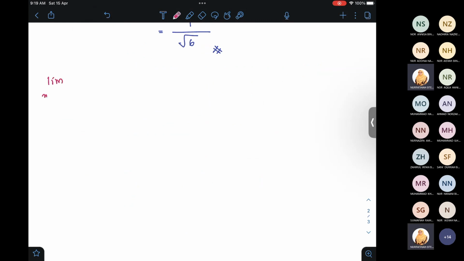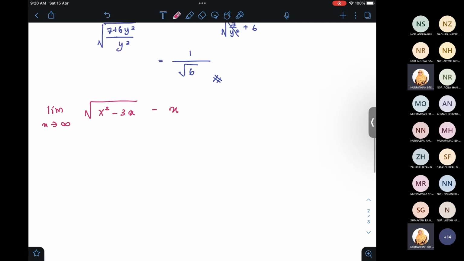Limit x tends to infinity of the square root of x square minus 3x, minus x. For this one, the function has a radical. So when you want to solve this, firstly, you multiply by the conjugate. Second, identify the highest degree inside the radical.